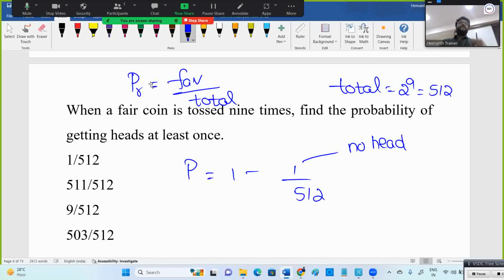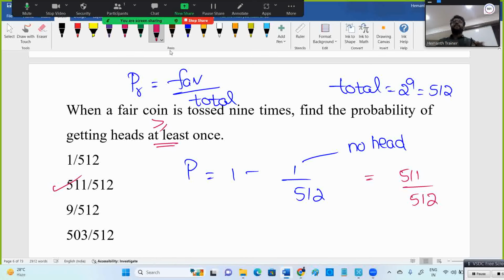This event will fail only when I don't get head. At least means minimum, greater than or equal to. Minimum one time I want to get head. So if you don't get head, that's the failure. So the answer is 511 out of 512. Option 1 is correct.